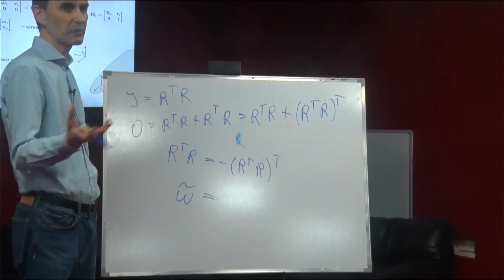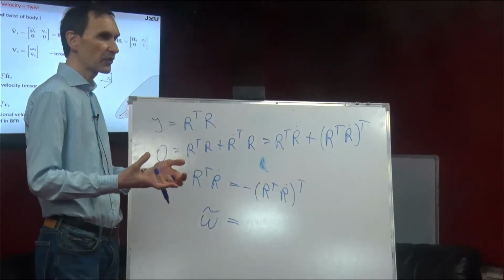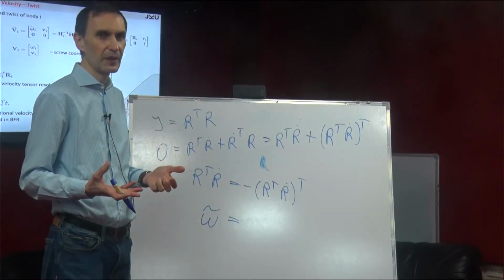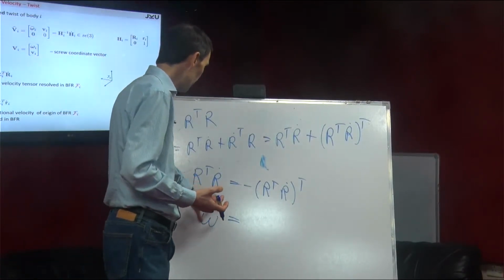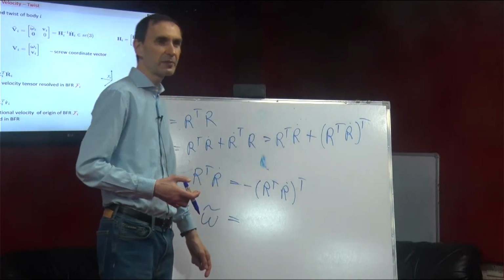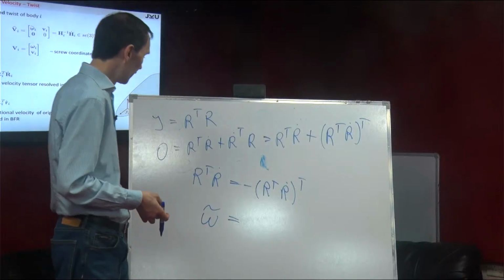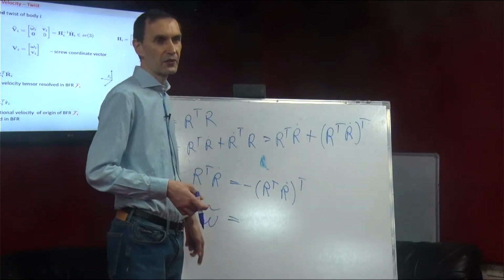Because for any skew-symmetric matrix, there is a vector. Or the other way of saying, any skew-symmetric matrix is defined by a vector. Which means that there is a vector that defines the skew-symmetric matrix. And this vector is given a name and a physical meaning, and we can show why it has the meaning, which is the angular velocity.